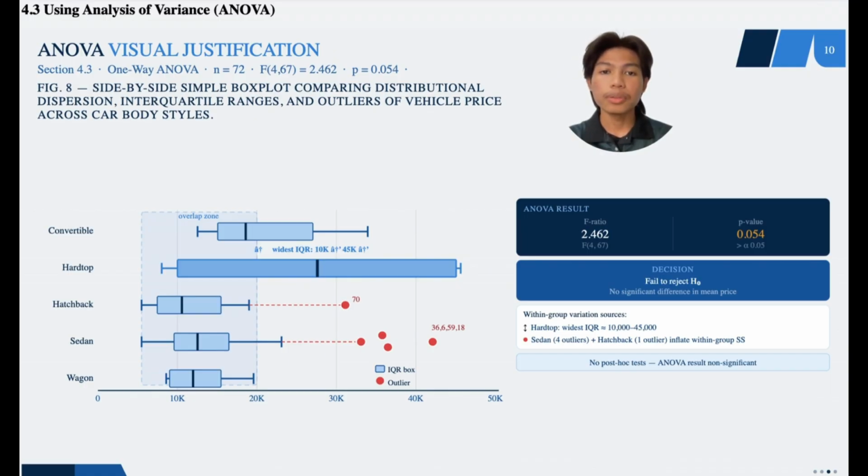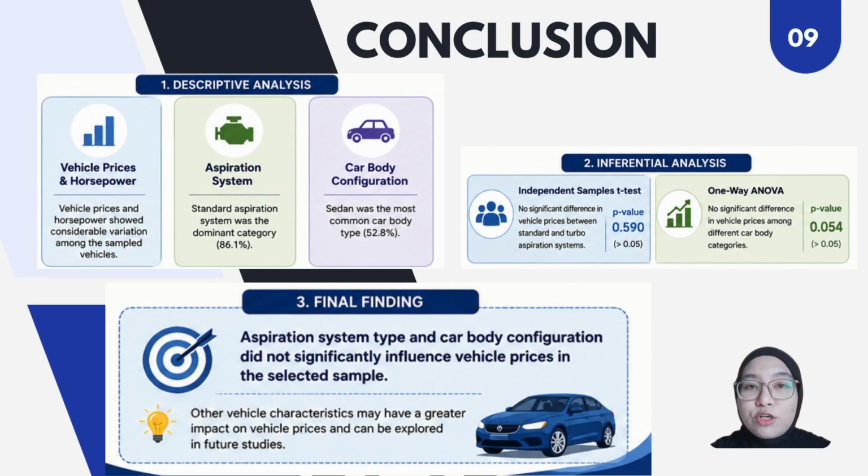Since the p-value is greater than 0.05, we fail to reject the null hypothesis. Therefore, there is no statistically significant difference in mean vehicle prices across the 5 car body styles, and no post hoc tests were required. In conclusion, the study analyzed a random sample of 72 vehicles selected from the car price dataset using the simple random sampling method.